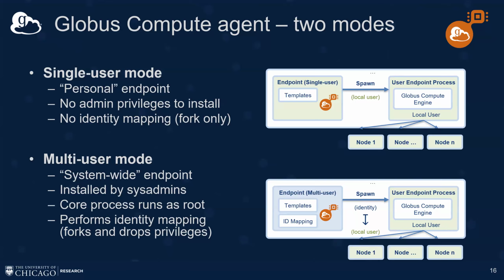And when the user endpoint process spawns, it combines the incoming request settings with what you specified in the template. It processes and populates the template, and then runs it.